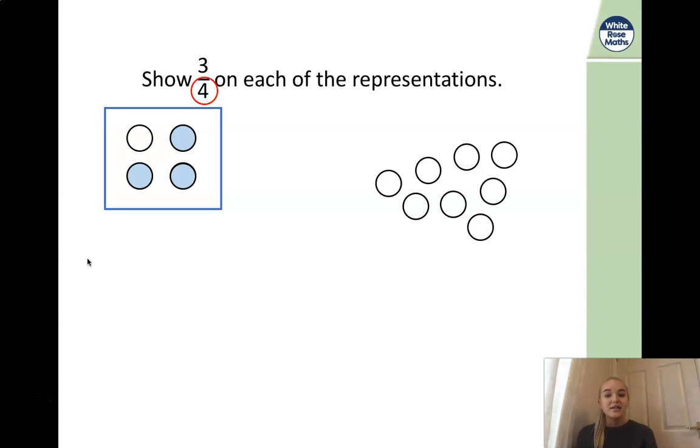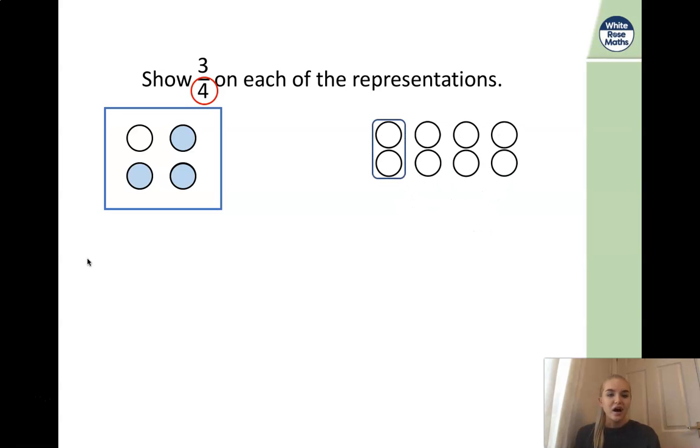Well, I can see that my denominator is 4, so I need to have 4 groups. Now, if I split my 8 circles, I can see that I can have 4 groups of 2. Now, if I wanted to find out 3 out of these 4 groups, I could begin to shade in 1 group, 2 groups, and 3 groups. So I have now shaded in 3 out of my 4 groups. Now, how many counters did I colour in? That's right, I coloured in 6. So 6 out of 8 is the same as 3 quarters.